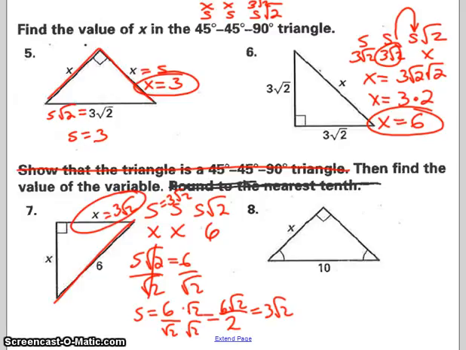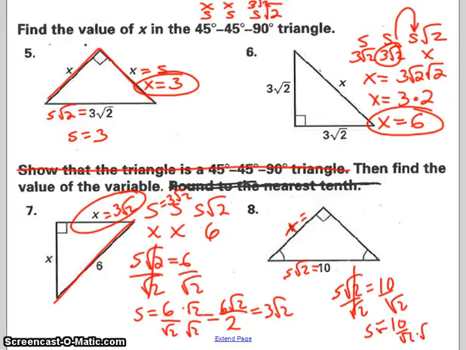Number 8, much similar. Again, we need to find x, and it's very much the same. Again, s square root 2 is going to equal 10, that ratio. So if we find s, we'll be able to find the length of this side here. S equals 10 over square root 2, times square root 2 over square root 2, and we get 10 square root 2 over 2, and we get 5 square root 2.